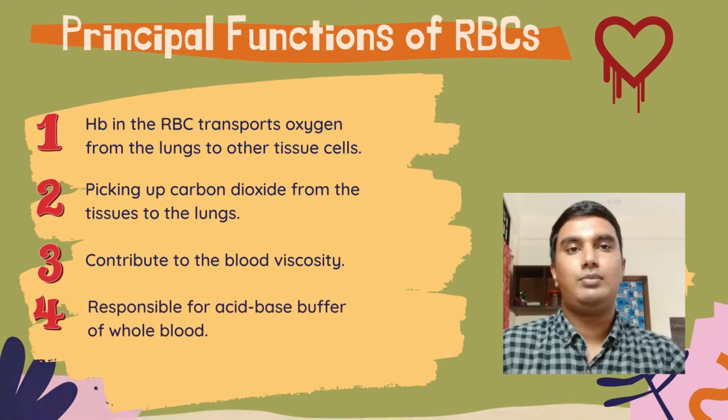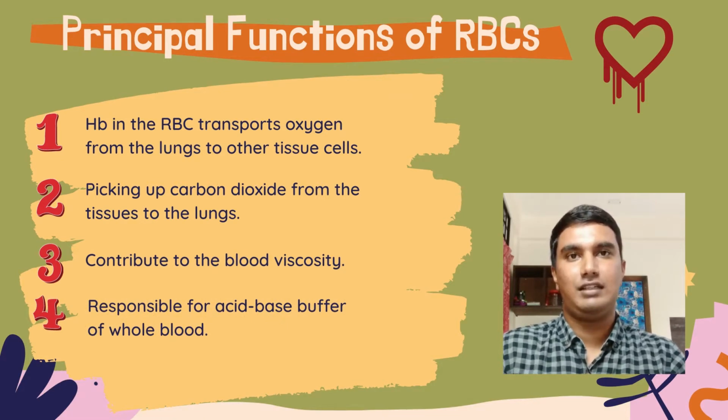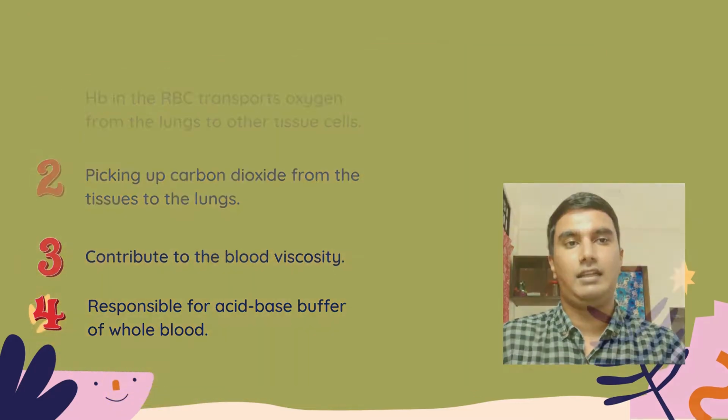Now let us look into the principal functions of RBCs. Firstly, hemoglobin in the RBC transports oxygen from the lungs to the other tissue cells. Secondly, it picks up carbon dioxide from the tissues to the lungs. Thirdly, it contributes to the blood viscosity. And lastly, it is responsible for the acid-base buffer of the whole blood.